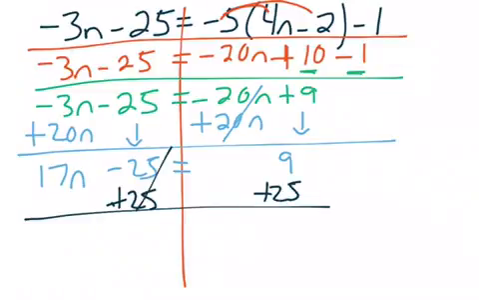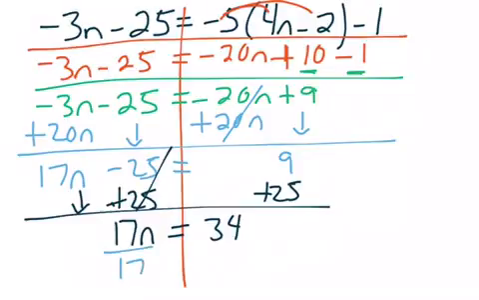These 25s will cancel. Drop down my 17n. Would equal 34. Now I can see that if I divide both sides by 17, 17 goes into 34 2 times.